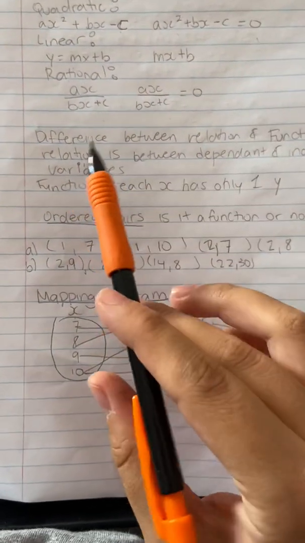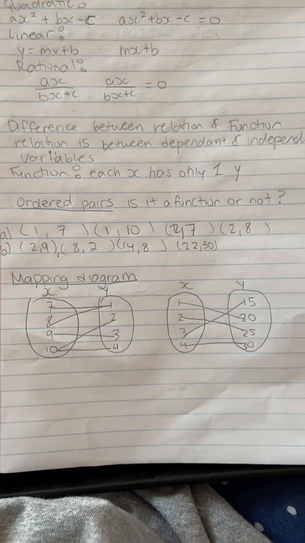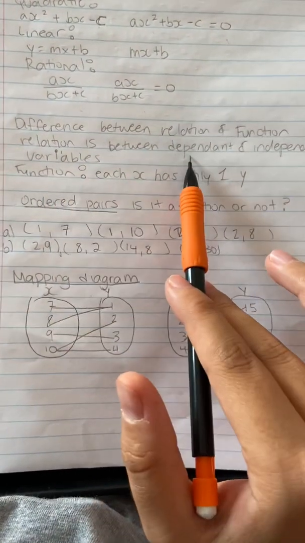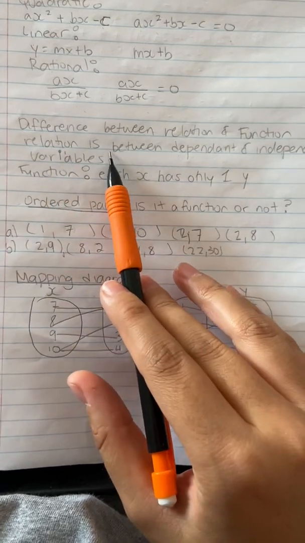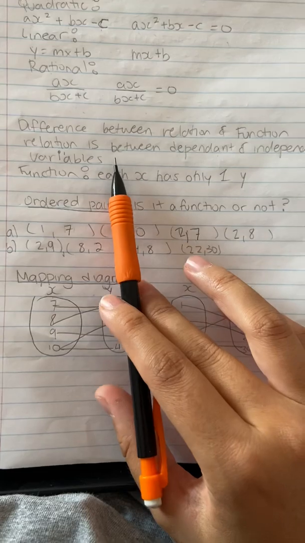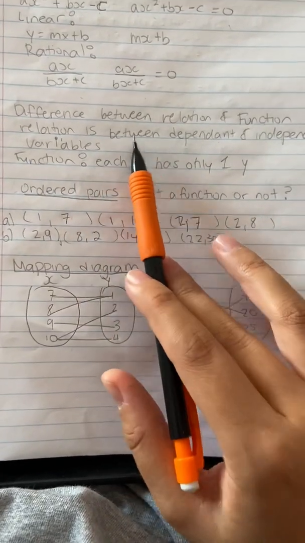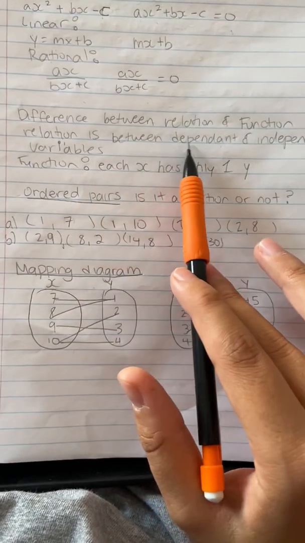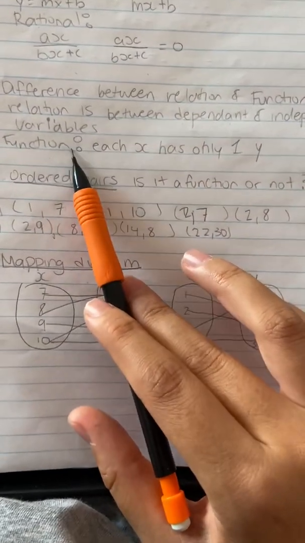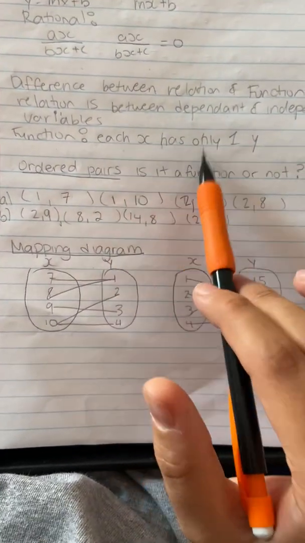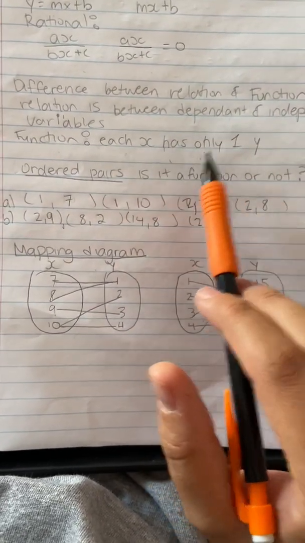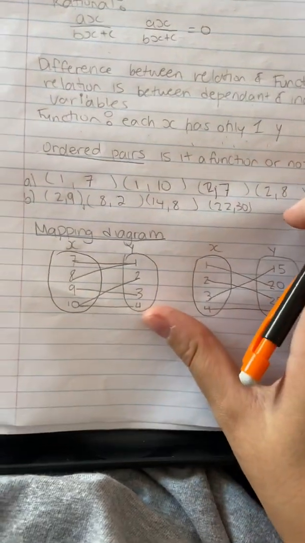So, a relation compared to a function. A function is a type of relation, but a relation is between a dependent and independent variable. Therefore, it's just like the pattern, and the independent variable can have multiple dependent variables. However, a function is a type of relation where each x only has one y. Therefore, each independent variable only has one dependent variable.